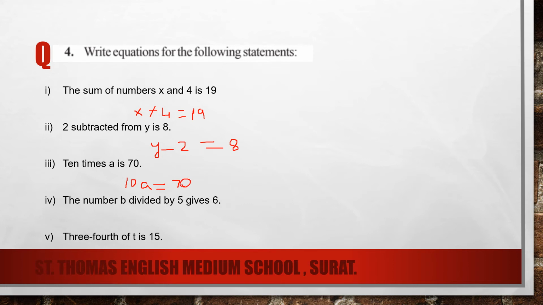It's clear? The next one, the number b divided by 5 gives 6. Number b means you can write 1 b divided by 5 gives 6. That means b by 5 is equal to 6. It's clear? Now, 3/4 of t. What is the meaning of 3/4? 3 by 4. Okay, this is read as 3/4. 3 by 4 t. So, we can write that t is equal to 15. It's clear, children?